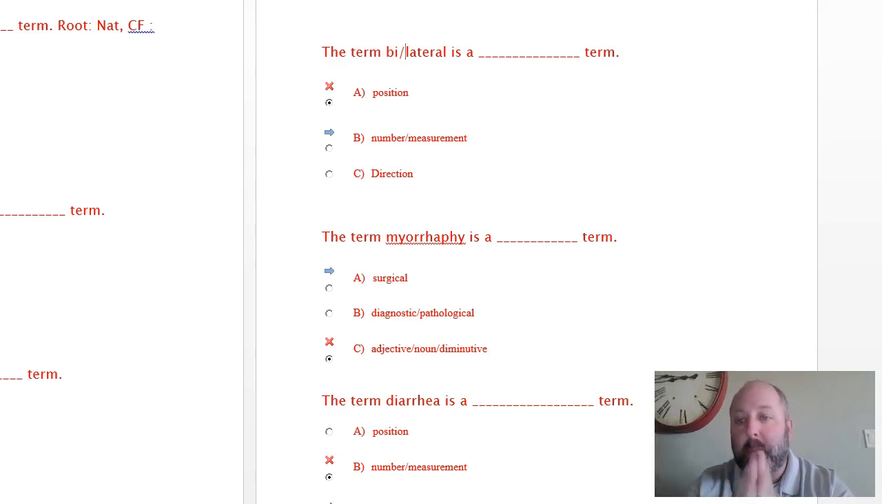But here we're talking about bilateral, and bi means two. And so we're dealing with a number and a measurement. So we have two extremities is what we're talking about here. Bilateral. So make sure that you're breaking these apart and you understand the prefix, what it means. Like I said, a lot of these you can answer even if you don't know the categories.